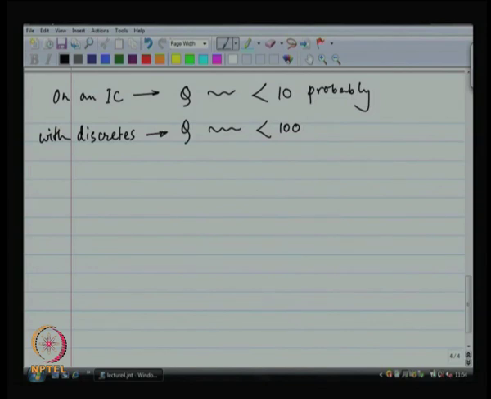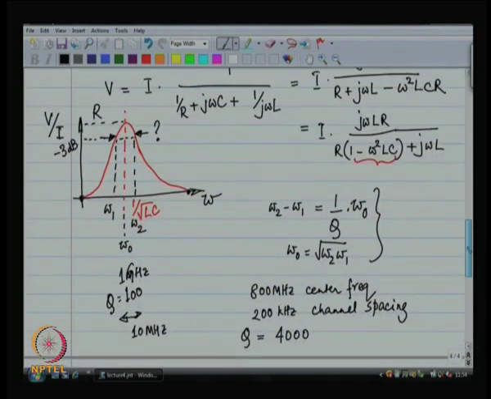Okay. These are reasonable numbers, more than this becomes unreasonable. So, that kind of tells you that if someone asks you to design a band pass filter for GSM, which has a 200 kilohertz channel spacing, and you have to resolve this channel spacing in the band pass filter, then he should be told that it is unreasonable for him to expect such a filter out of you, because the Q of such a filter would be 4000. It is not possible to do this.